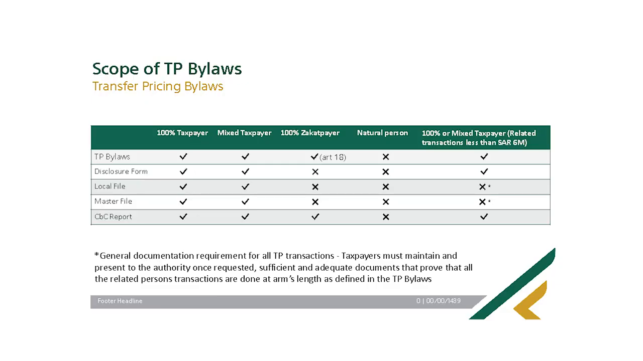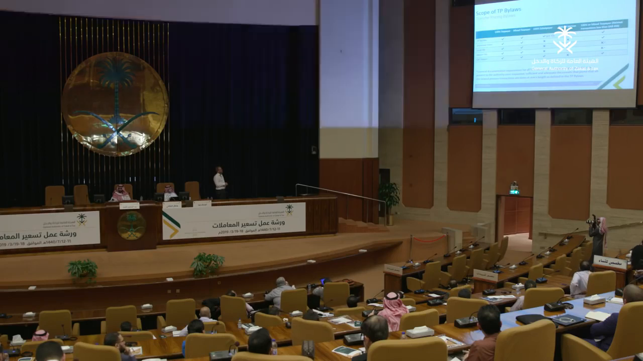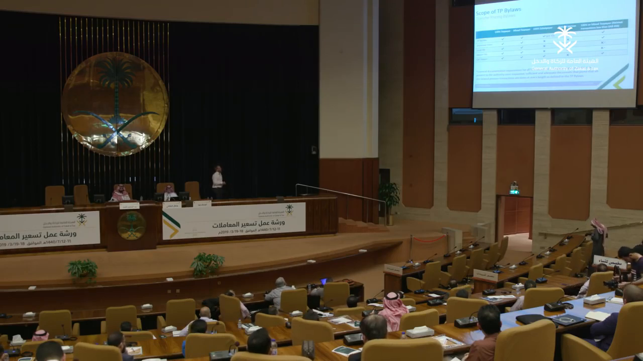So here we try to do a table just to summarize all the different possibilities. So if you're a 100% taxpayer or a mixed taxpayer, yes, you're covered by everything. You're covered by the bylaws, you're covered by the disclosure form, you're covered by the local file, you're covered by the master file, and you're covered by the CBC report. The disclosure form is something Wasal is going to explain later. That is something called a transfer pricing disclosure form, where you shortly describe what intragroup transactions you have, which needs to be submitted together with the Form 8, your tax declaration.